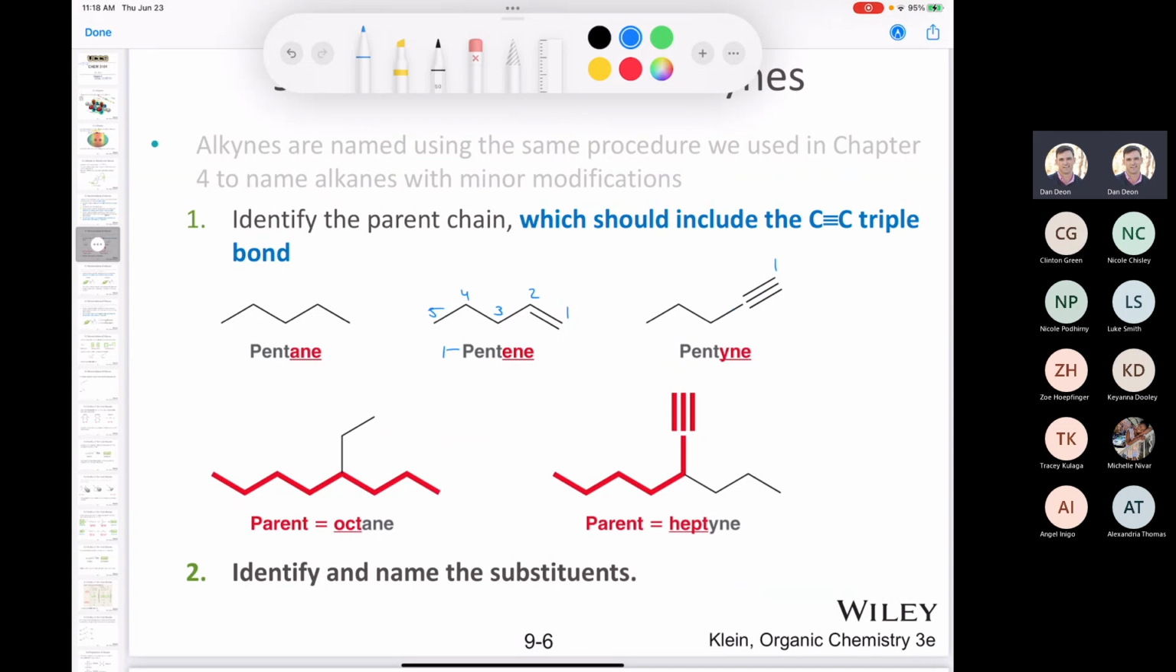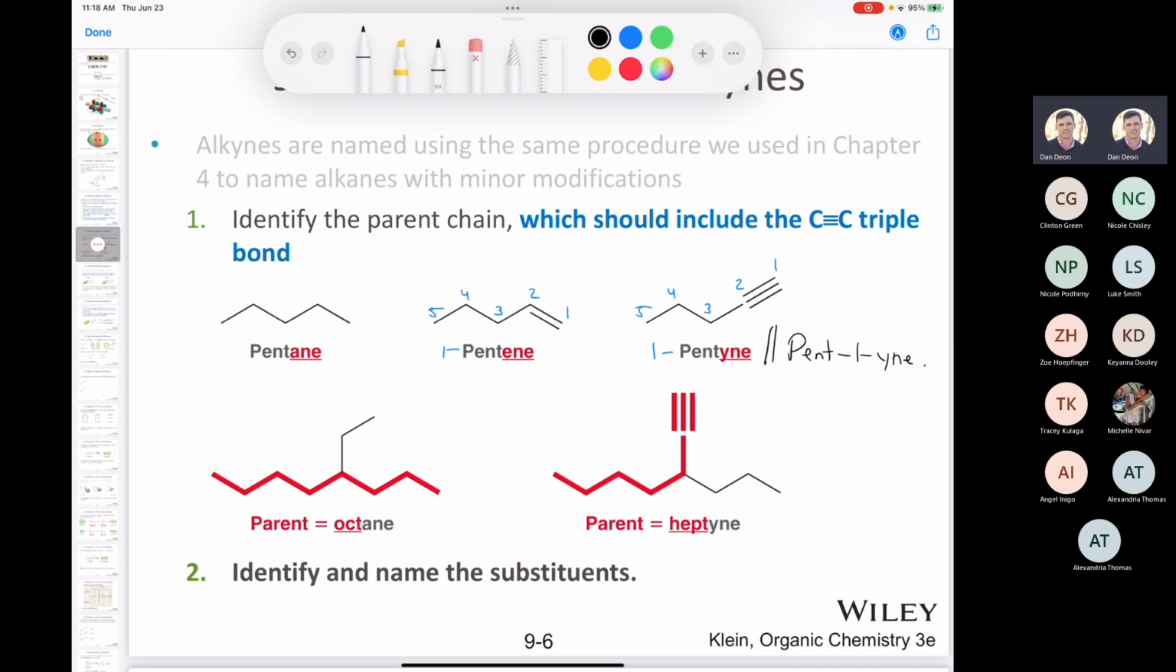And again, we want to give that first carbon of the triple bond the lowest possible number. So we would call this 1-pentyne. Now, you remember the last rule says that you could place the locant, this number, before the parent name or just before the -yne suffix. So the way you would do that is just to put pent-1-yne. Again, both are perfectly acceptable. Nothing wrong with either of them.